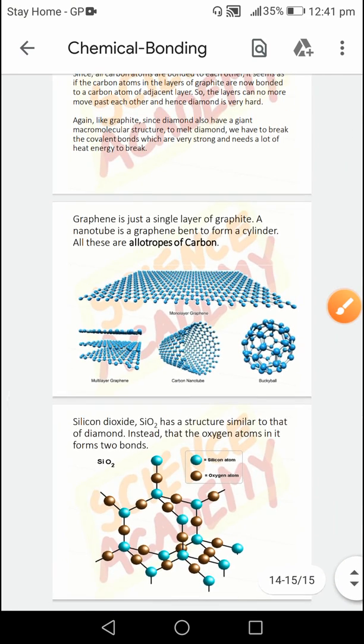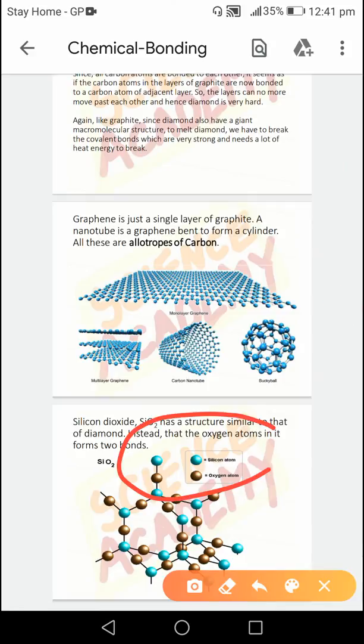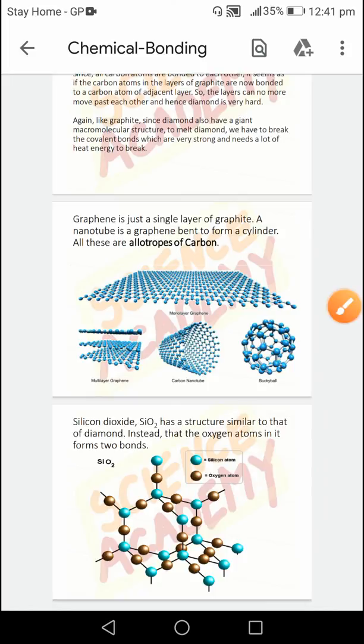Okay, so that's all for today, guys. Just keep in mind also the structure of silicon dioxide. This is also very important. Okay, guys, that's the end of our chemical bonding chapter.